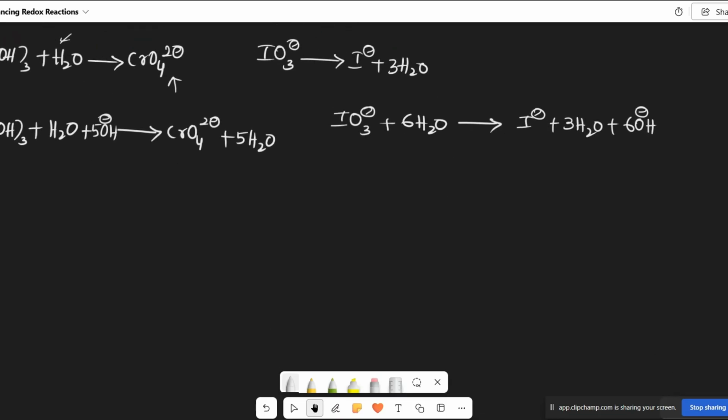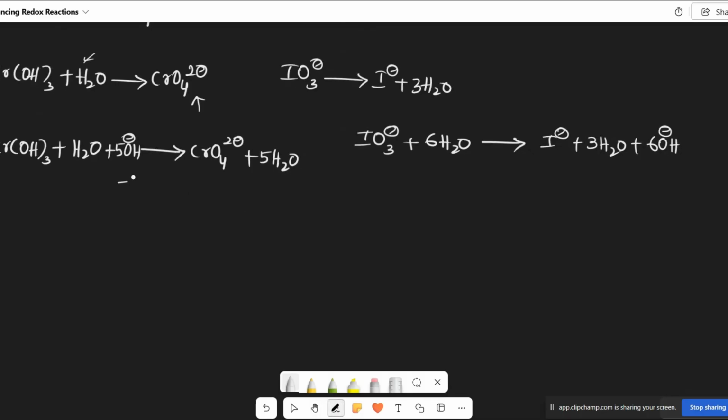Now you need to balance the charges. That is simple. Here minus 5 is on one side and minus 2 on the other. How do you make minus 5 into minus 2? By adding 3 electrons. So add 3 electrons here. On the other side, minus 1 on one side, and minus 1 minus 6, a total of minus 7, on the other. To make minus 1 into minus 7, add 6 electrons. So we have 3 electrons here and 6 electrons there.